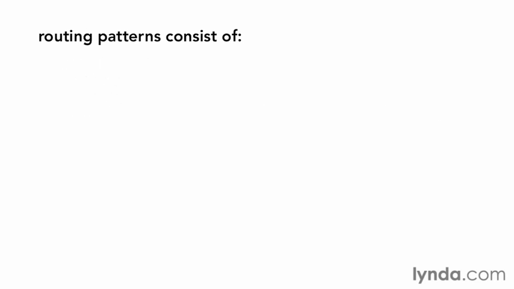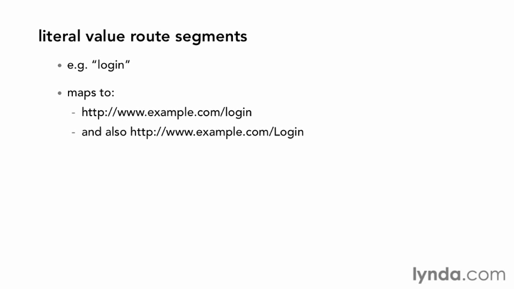Route segments can either be placeholders that map the value that appears in the segment of the URL to a variable, or they can be literal values that do not get mapped to any variable, or a combination of the two. Literal URL values are exactly what they sound like. They look for specific characters in the URL. Literal URL values are also not case-sensitive. For instance, the literal URL pattern login matches both of these URLs, even though one of them spells login with a lowercase l and the other one uses a capital L.